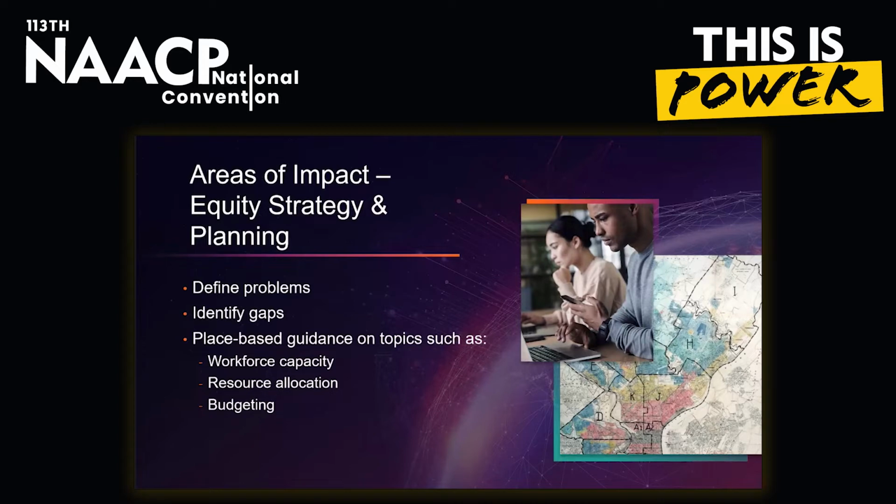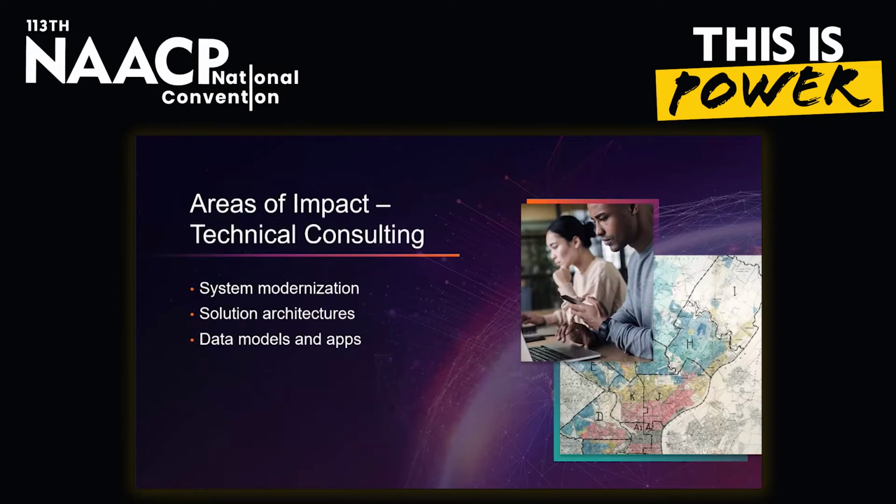And in this case, we'd really want to continue supporting you in developing your place-based approach to racial equity. So in the strategic guidance offering, this is where we would help organizations define the problems that they want to solve or continue to solve, and identify gaps in a breadth of topics. It could be anything like workforce capacity, resource allocations, and budgeting. And in our technical consulting offering, we develop specific solution architectures, data models, and apps. And this is where we just help implement the technology and infrastructure to better support your work now and in the future.